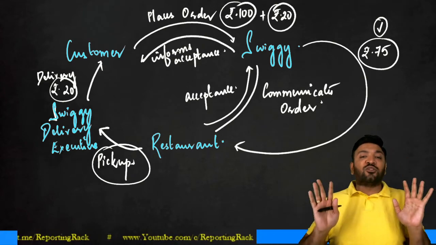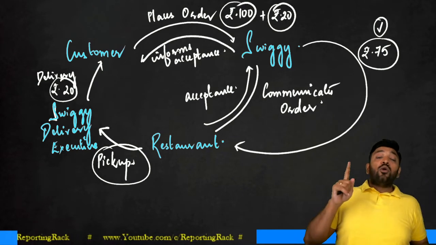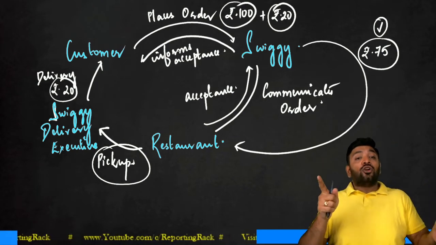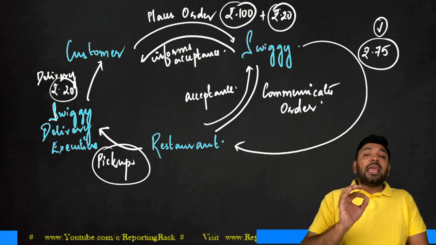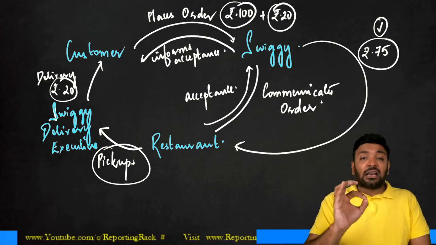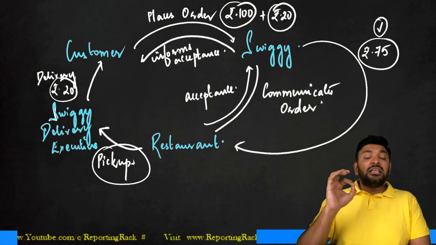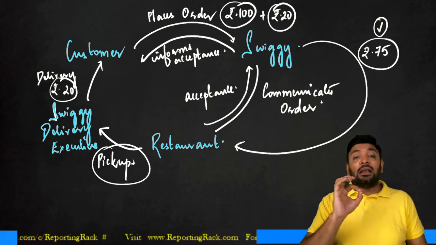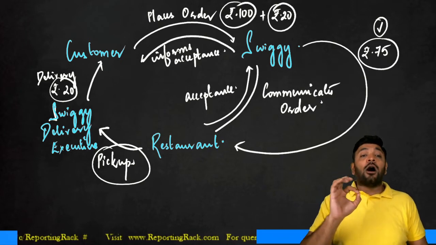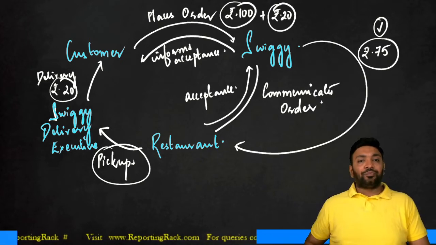My responsibility is finished. Now it is the delivery responsibility to make sure that the customer receives that particular order. Swiggy has 20 rupees of additional revenue in this perspective. This 20 rupees of additional delivery revenue, they will only recognize when the order is delivered to the customer.